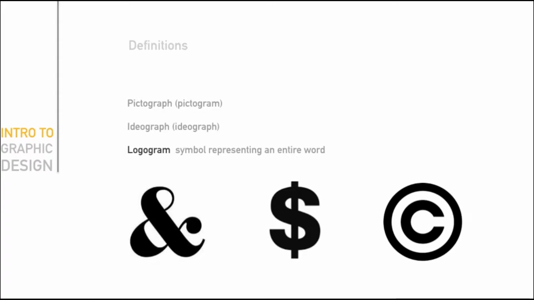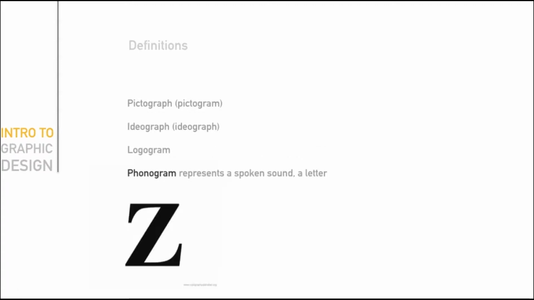So the ampersand is the symbol for and, and of course we have the dollar sign, and this is the copyright symbol. When this is used, it indicates that somebody owns the intellectual property that this is displayed on. So pictographs, ideographs, logograms. Then we have phonograms.